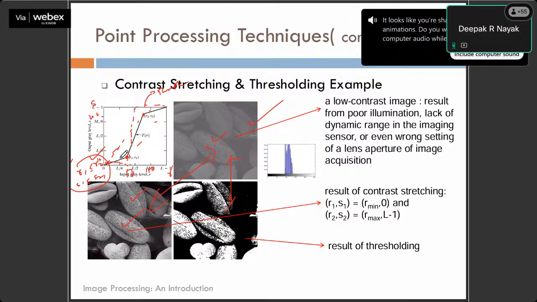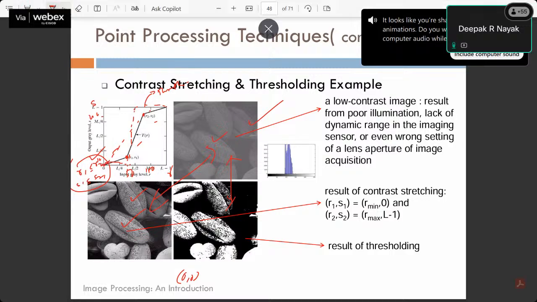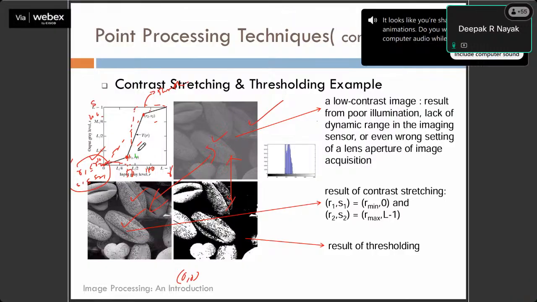This point is (0, 0). This one is (0, 0). Let me choose another color. So this one is (0, 0), and this one is (50, 10). And now how to find out? The formula: y minus y1 is equal to (y2 minus y1) upon (x2 minus x1) into (x minus x1). What is (x1, y1) here? That is (0, 0). (x2, y2) is (50, 10). So you'll get the y value in terms of x.